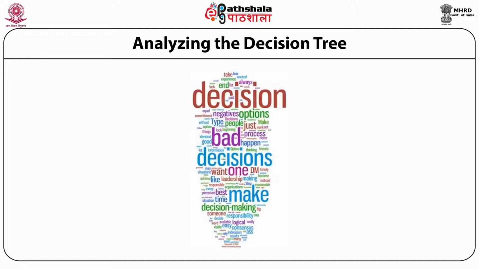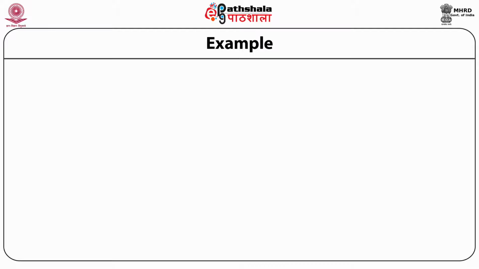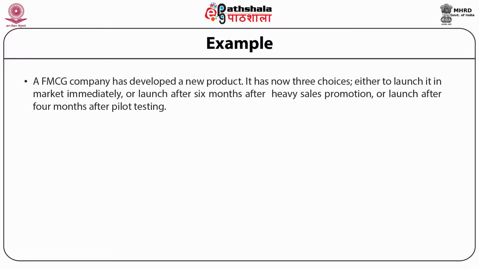For that we are trying to include the maximum possible parameters or dimensions in our decision making, and this will be done with the help of the decision tree. Now we will try to understand the concept of the decision tree with the help of the example that you see in this slide. So here you can see that an FMCG company has developed a new product.